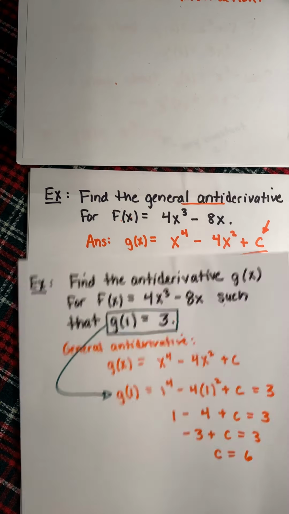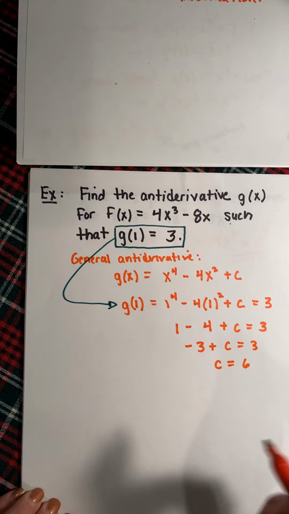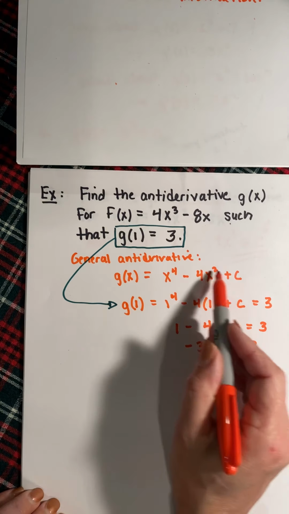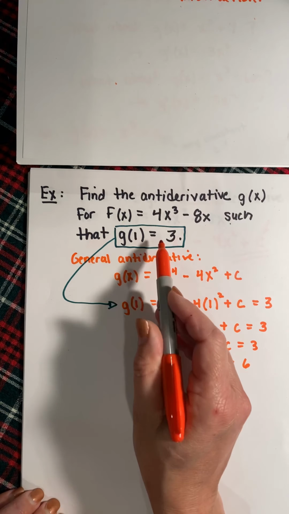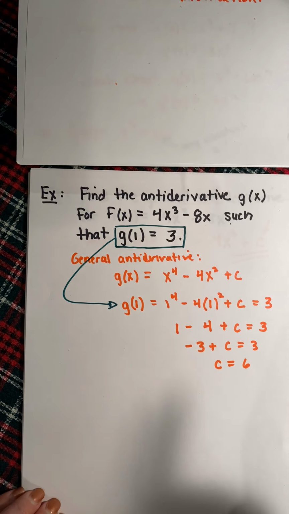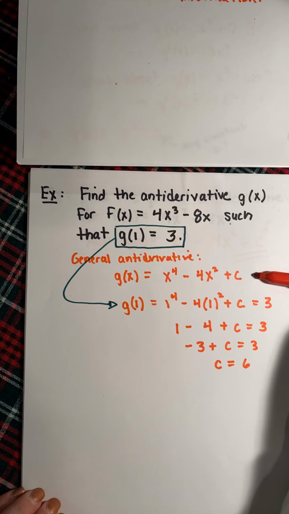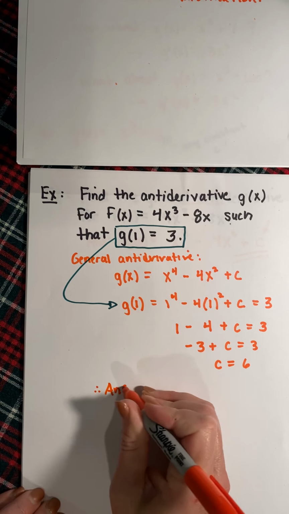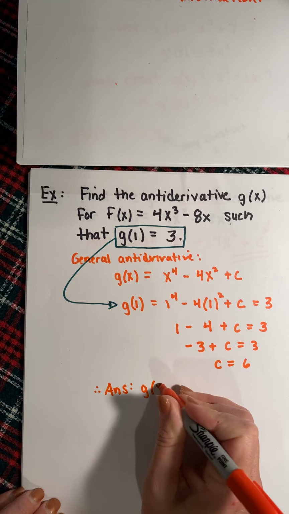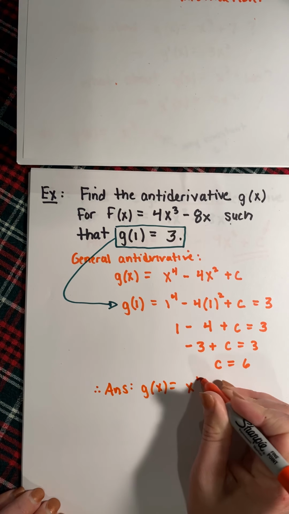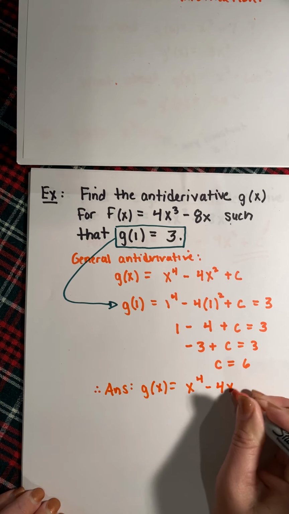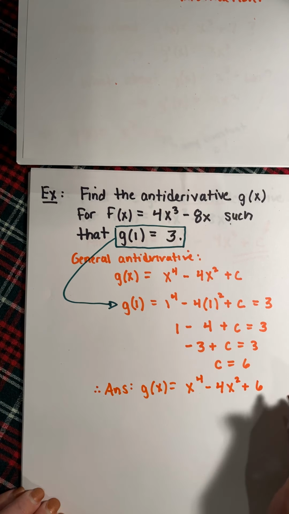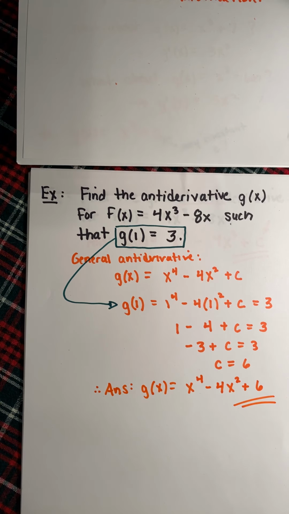So this problem was looking for the particular antiderivative from that infinite collection. This is an infinite collection of functions whose derivative is 4x cubed minus 8x. We're looking for the one particular one that satisfies this additional condition. So therefore, my answer would be g of x is equal to x to the 4th minus 4x squared plus 6. We found the value of c.